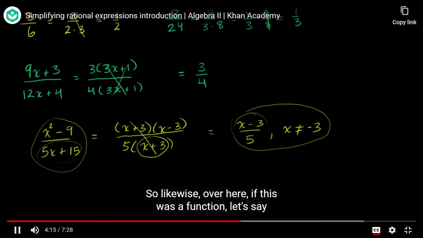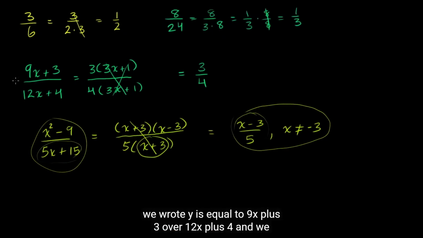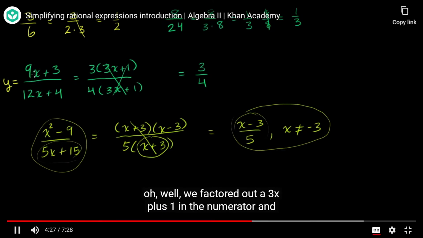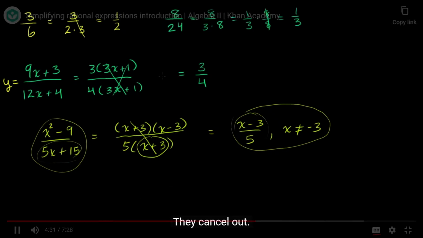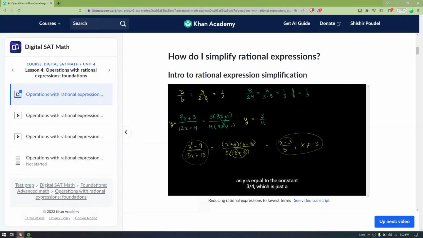And likewise over here, if this was a function, let's say we wrote y is equal to 9x plus 3 over 12x plus 4, and we want to graph it. When we simplify it, the temptation is, well, we factored out a 3x plus 1 in the numerator and the denominator, they cancel out. The temptation is to say this is the same graph as y is equal to the constant 3/4, which is just a horizontal line at y is equal to 3/4.